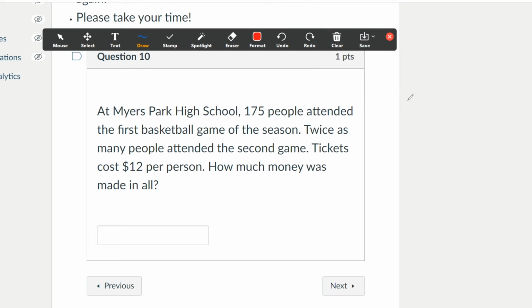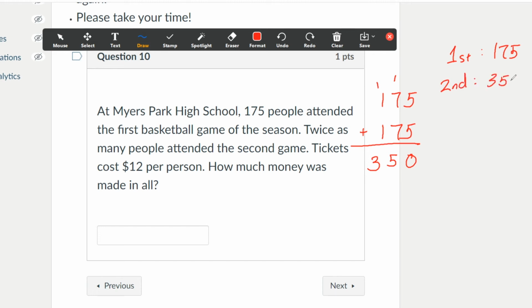Well, I know at the first game we had 175 people. But the second game, 2 times as many people went. And I know that 2 times 175 is just 175 plus 175. And that's going to be 350. So at the first game, we had 175 people. At the second game, we had 350 people. And at both games, tickets were $12 each. So I need to do 175 times 12, and then 350 times 12.